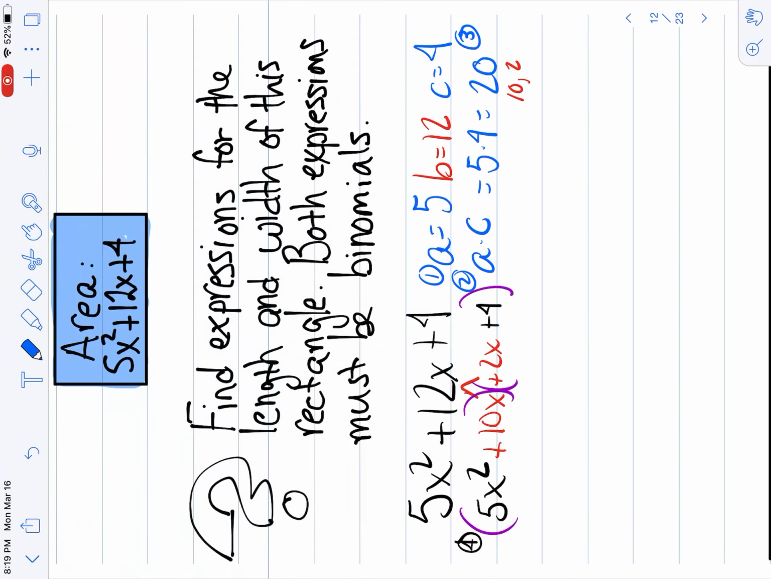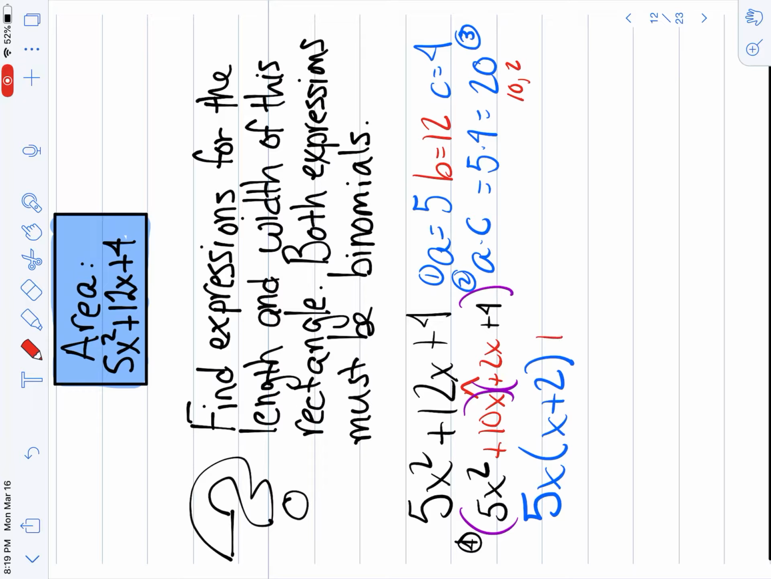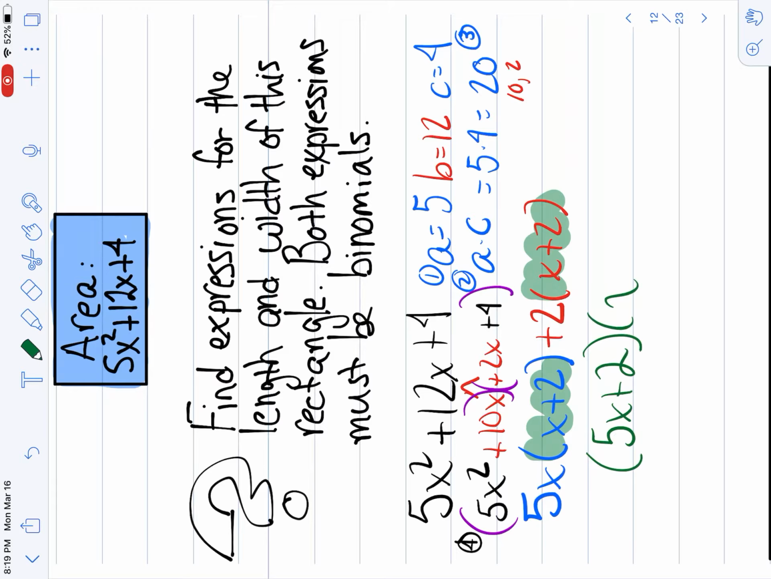Okay? So the GCF of group number 1 is 5x, so I'm going to have 5x on the outside, and then I will have left over x plus 2. And in the second group, the GCF is positive 2. Left over will be, again, x plus 2. Okay? And the groups match. And so the final factorization would be 5x plus 2 times x plus 2. Okay?